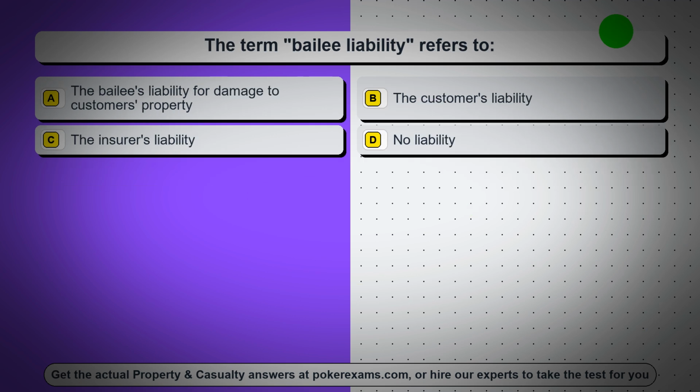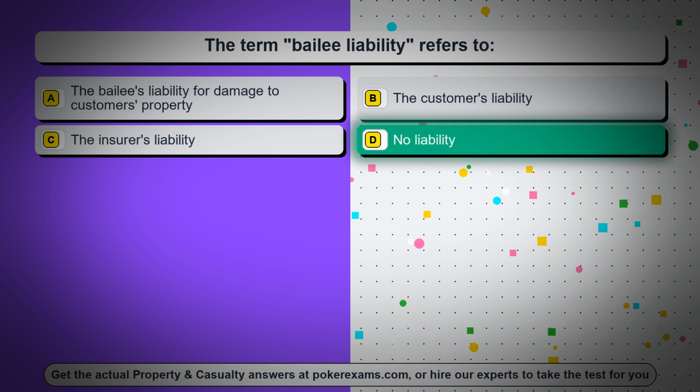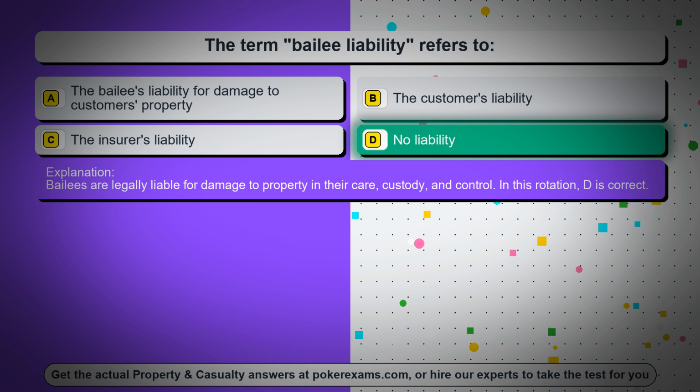Question 72. The term bailee liability refers to: option A, the bailee's liability for damage to customer's property; option B, the customer's liability; option C, the insurer's liability; option D, no liability. The correct answer is option D, no liability. Bailees are legally liable for damage to property in their care, custody, and control. In this rotation, D is correct.